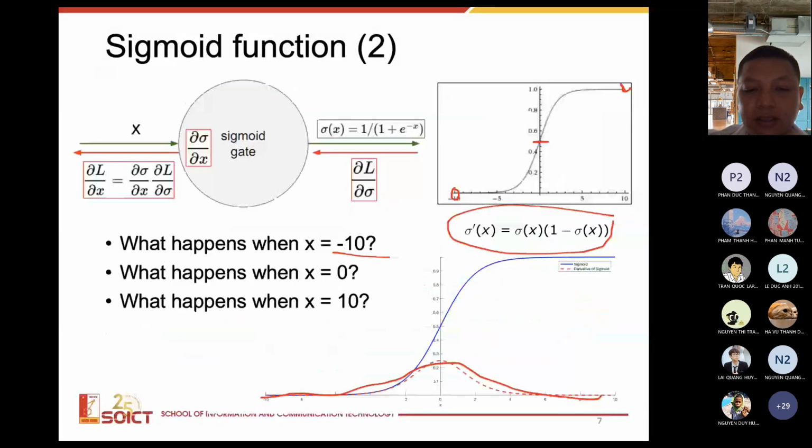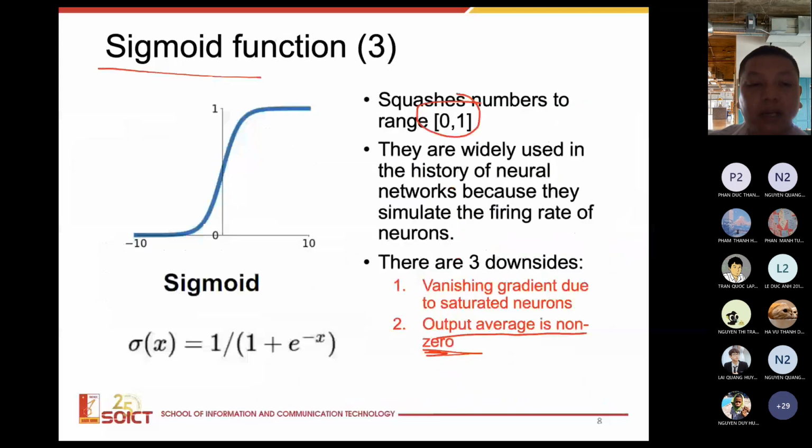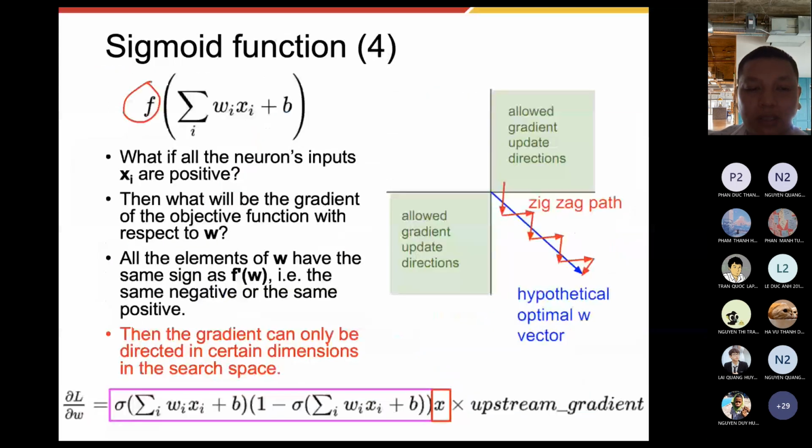You see, the derivative of the sigmoid function is always positive, right? Then of course, in this case, all the elements of W will have the same sign as the derivative of f. Then in this case, they are all negative or all positive, right? Is it correct?